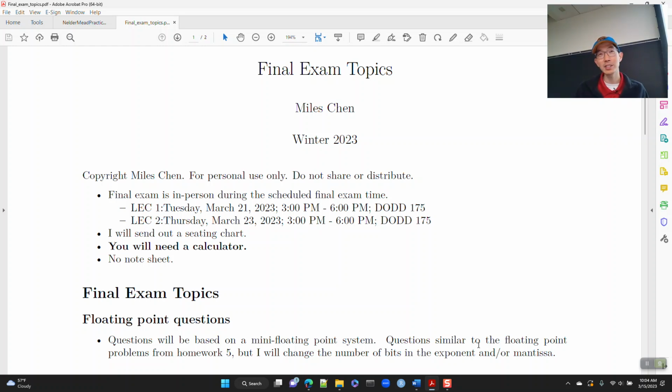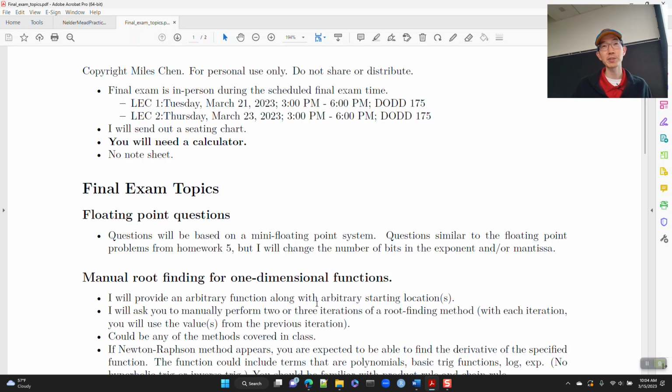This is very important. You absolutely need a calculator for the final exam, so make sure you bring one. It can be any calculator, graphing calculator, regular scientific calculator, but you definitely will want a calculator, okay? And then no note sheet for the final exam. For the midterm you got a note sheet, but for the final, no note sheet. So that's what we got.